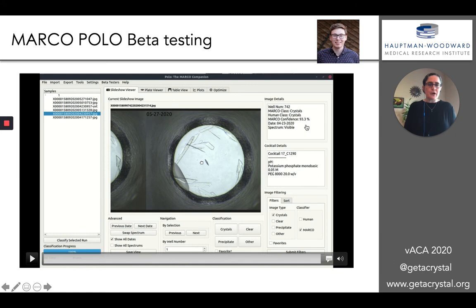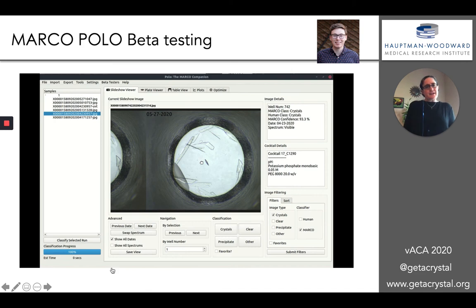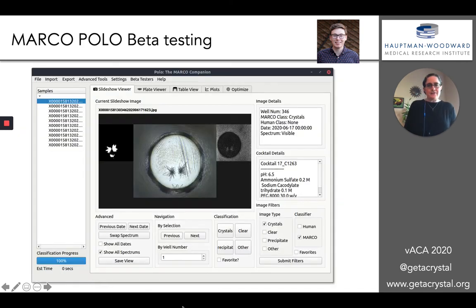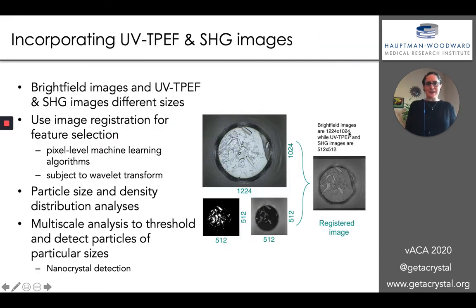We have a Marco confidence that we get out of this as well. And so this is currently in beta testing. We're hoping to have this available for beta testing by users sometime this year. One of the tricky things that we experience is that the image sizes in terms of the number of pixels for the bright field, UV, TPF, and SHG images are actually different, and this makes it so that one can't just overlay them very easily.